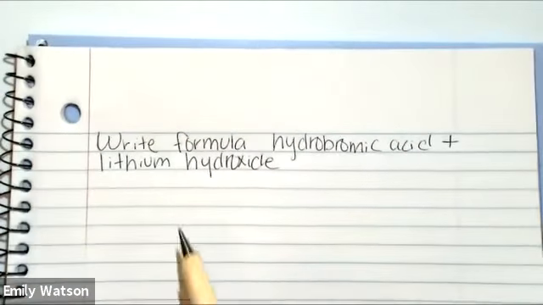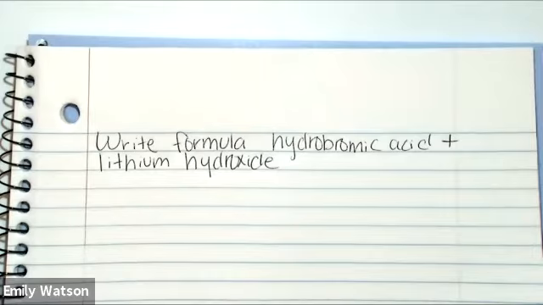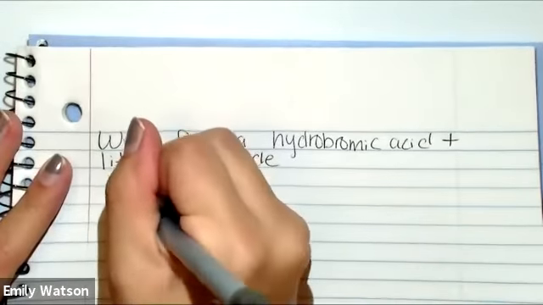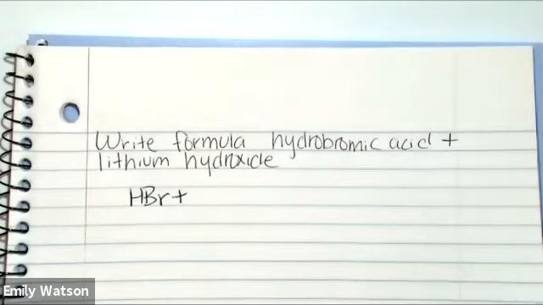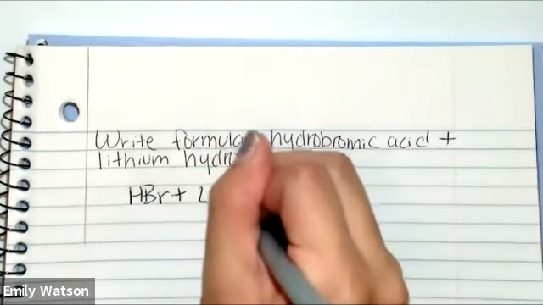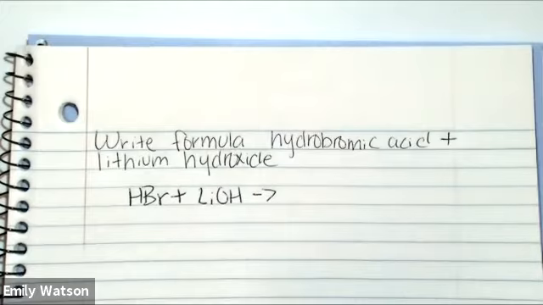What is the formula for hydrobromic acid? What's that going to look like? HBr. So we're going to have HBr plus lithium hydroxide. What's that going to look like? LiOH. And what's it going to go to? First of all, what type of reaction is this?